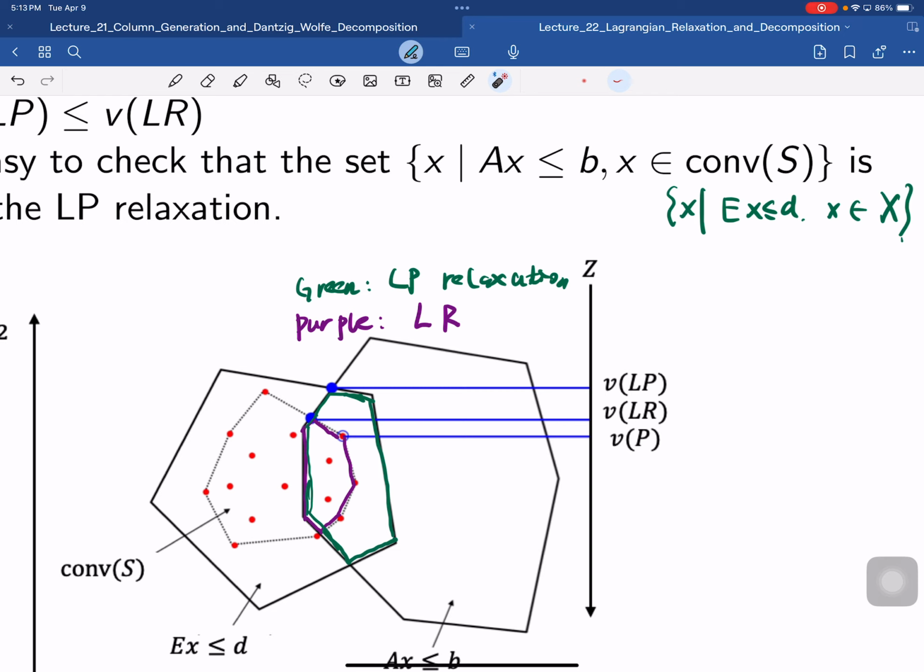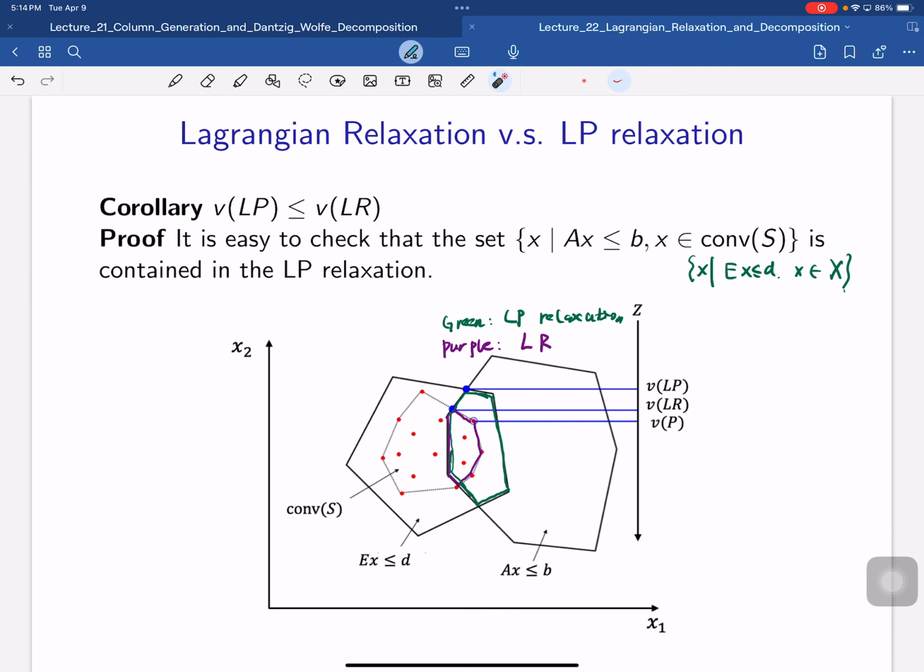Okay, so that gives you some geometric intuition that the Lagrangian relaxation is tighter than the LP relaxation, but it still does not give you an integer feasible solution. So that's a geometric intuition of this problem. So how do we prove this theorem?